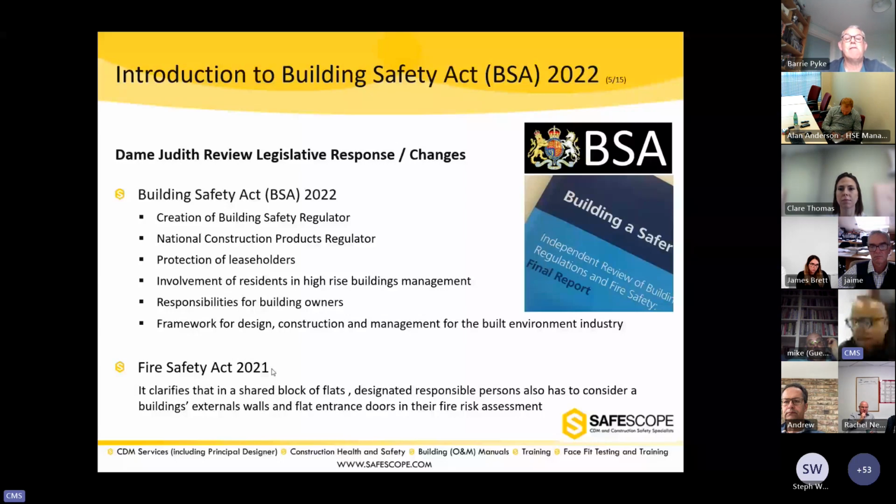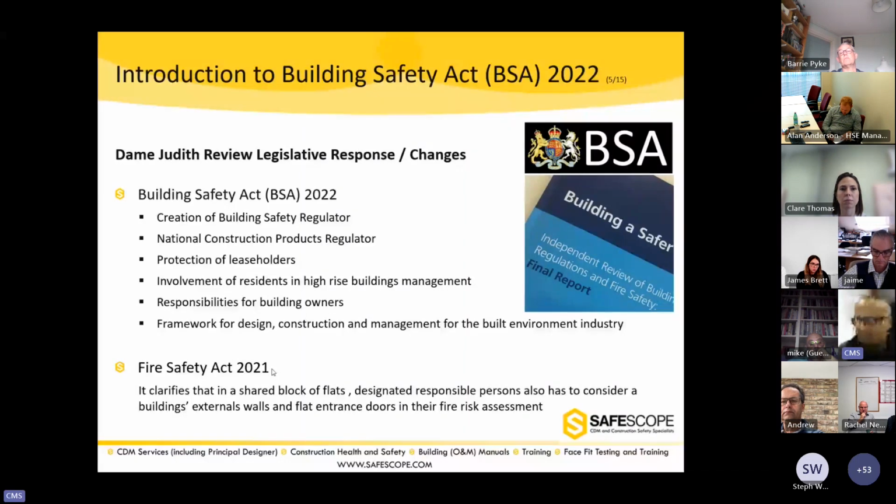Those are her findings. There's also a new Fire Safety Act that has come in, which clarifies that in a shared block of flats, the designated responsible person also has to consider the building's external walls and the flat entrance doors, etc. That is just to enforce or reinforce the previous requirements to cover the external envelope of the building as well.